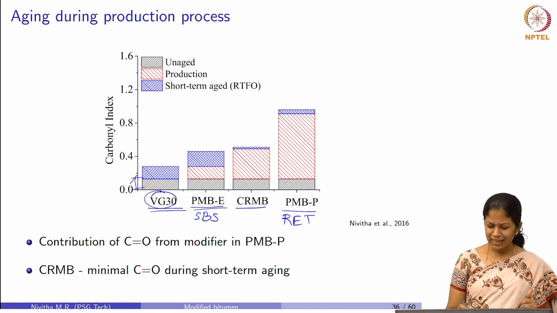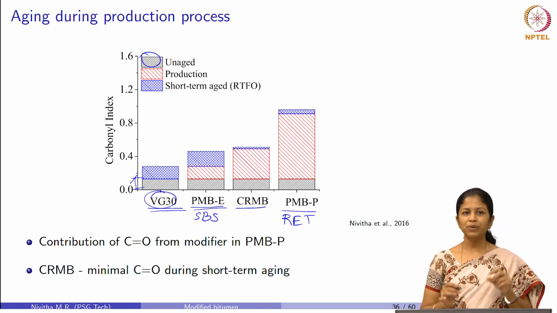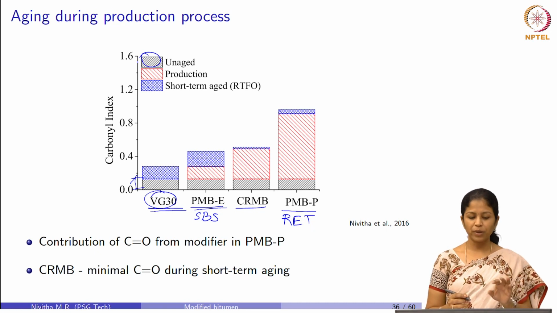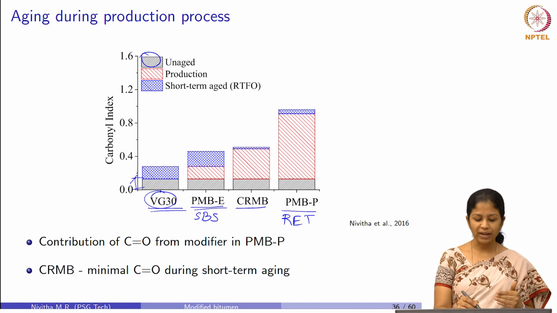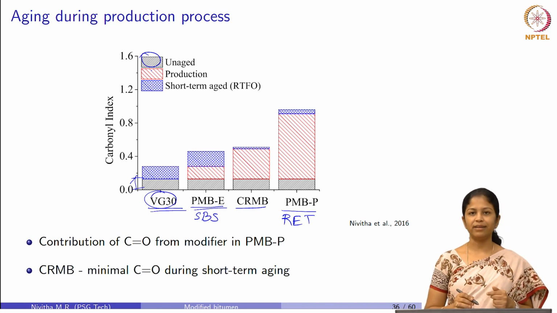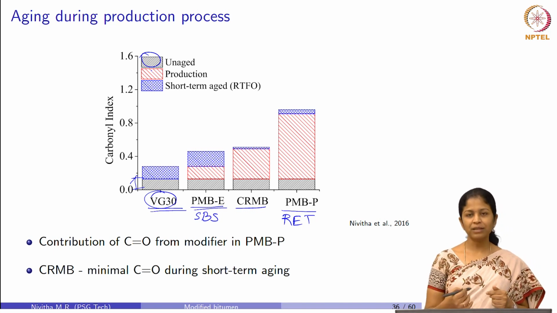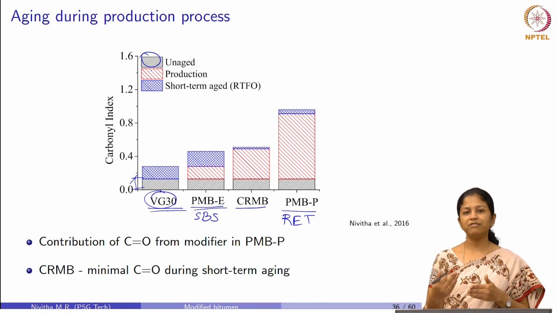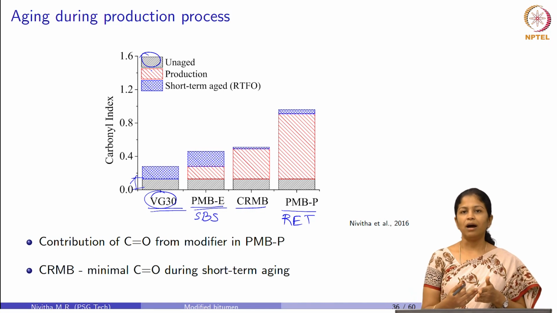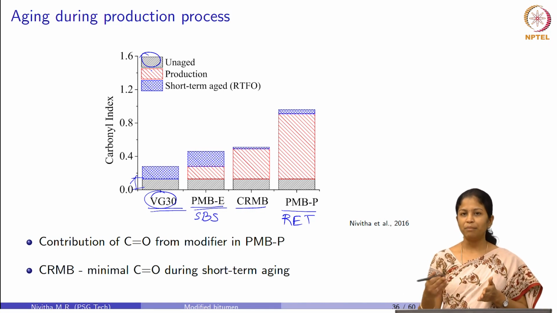So, let us now look at this figure. There are 3 colors which are given here. The black color is for an unaged material, which represents the carbonyl compounds present in the base bitumen. So, we call that unaged. Then we have the production process. So, we represent that using a red color here. Then we have the aging which happens during the conventional short term aging procedures. So, we have seen what short term aging is and how it changes the properties of base bitumen and what it is used to represent.